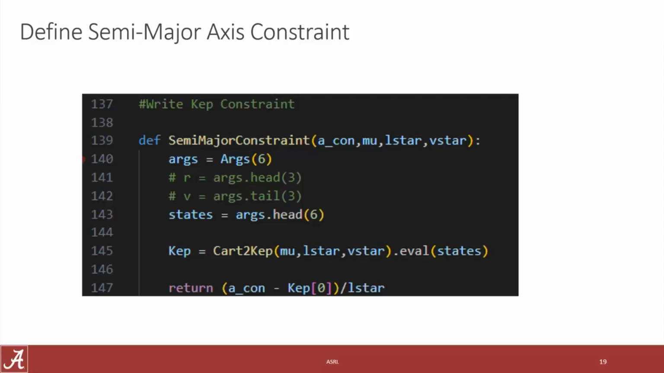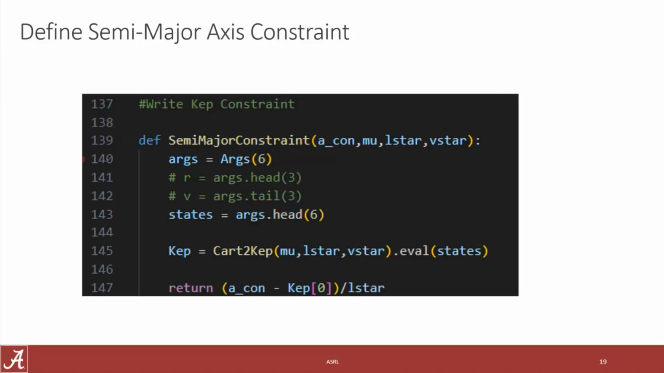So this is just a quick constraint that runs our states through that cart to Kep vector function we have, and pulls out, recall we were returning the semi-major axis as the first output of that function. So we're taking the difference of our constraint and the semi-major axis that gets computed, and then we're dividing it by L star to dimensionalize it again, because that cart to Kep was written for dimensional terms, so we could do quick analysis there. But obviously, our states are non-dimensional, and so we need to have the resulting constraint dimensionalized for our model again.